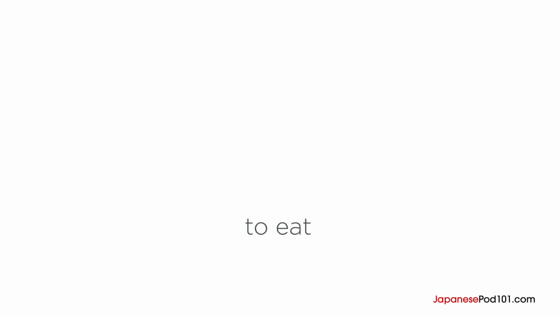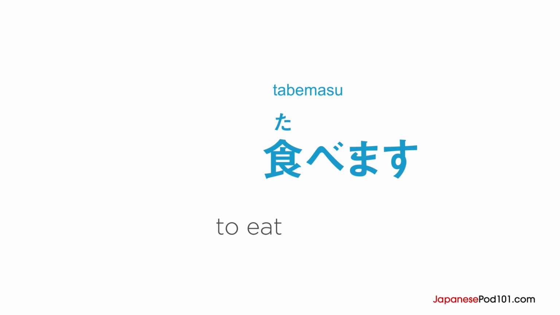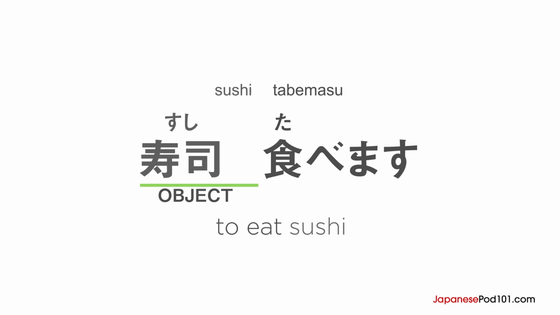Risa, how do you say to eat? 食べます。 Now, for eat, you need an object. The thing you eat is known as the object of the sentence. For example, say you eat sushi. So the object is sushi, and it has to be followed by the object particle. 寿司を Then add the verb. 食べます。寿司を食べます。 This means to eat sushi.